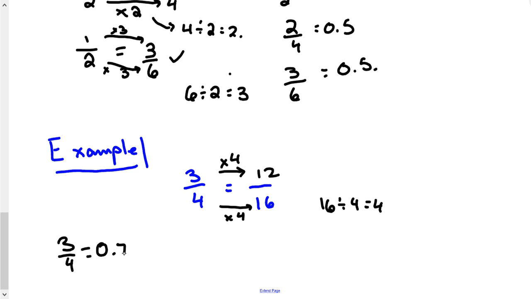is equal to 0.75. And 12/16 when you plug it into your calculator is equal to 0.75.